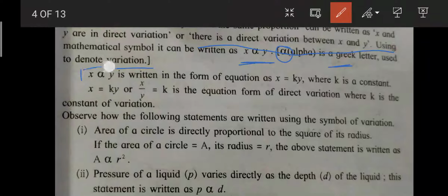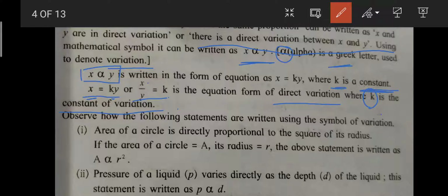So here x is directly proportional to y is written in the form x is equal to ky, where k is a constant. It is a constant value, the value which never changes. So here we come to know that x is equal to ky. Now x upon y is equal to k. You can do this also: you take y, this is multiply, you take it over here, it will become divide, so you get x upon y is equal to k. This is the equation form of the direct variation where k is the constant of the variation.